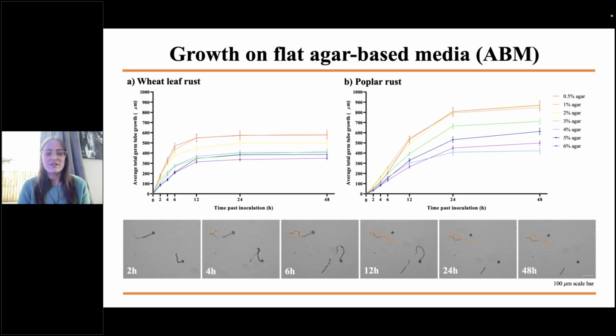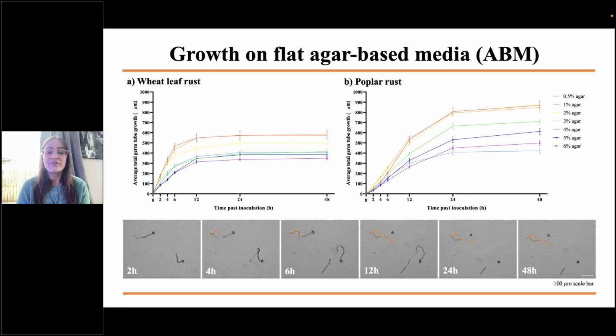I'll just point out that that orange sort of color that I've put on there is just to make the invasive growth a little bit easier. So that's the growth that went below the surface. With poplar rust, you can see first and foremost that it produced longer average germ tubes than wheatleaf rust, and it did so with a really good growth from 0 to 12 hours, and then still a pretty good growth increase from 12 to 24, but a much smaller growth increase between 24 and 48 hours past inoculation. And once again, just like with wheatleaf rust, there was nothing more after 48 hours.